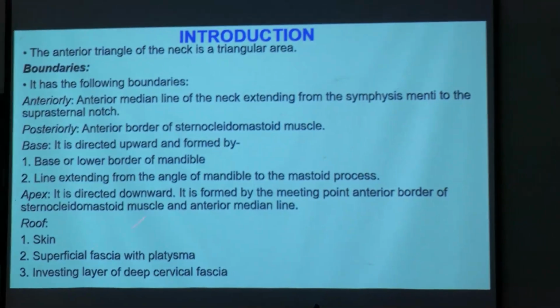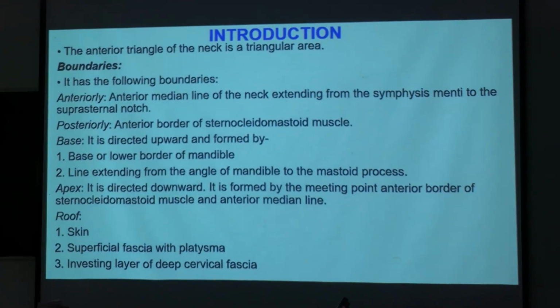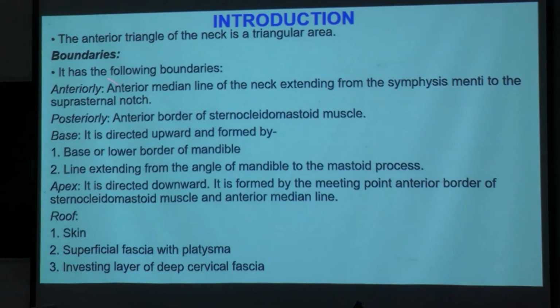Okay, so you have seen the anterior triangle. We will discuss the theory portion first. Again, see the different boundaries and structures. The anterior triangle is a triangular area of the neck, and this is the boundary of the whole triangle. It has the following boundaries.